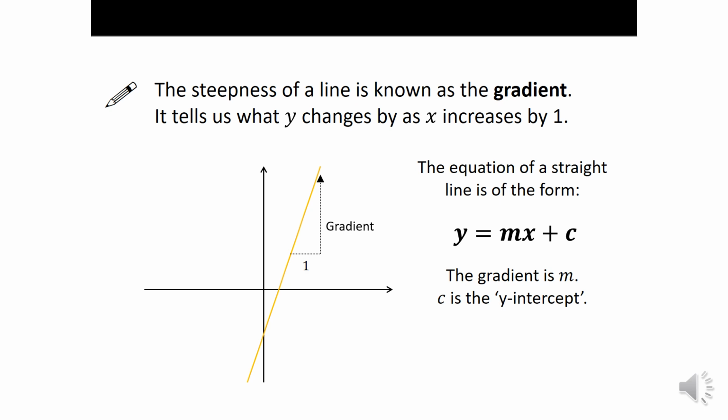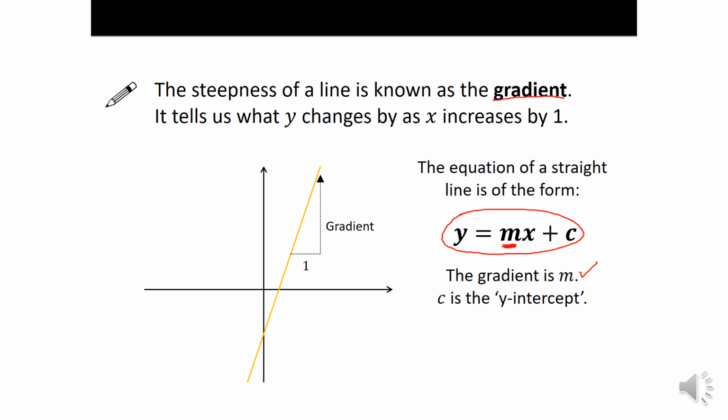And so this formula here, y equals mx plus c, is a really important formula. This will be really important all the way to GCSE and A level as well. So this number here, the one in front of the x, tells us the steepness of the line. So that is the gradient. So the gradient is m.